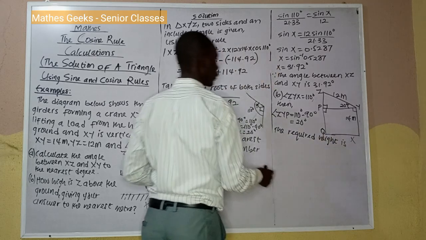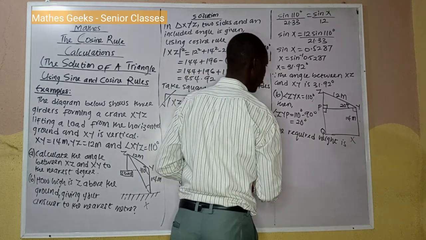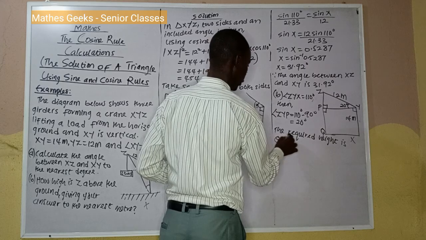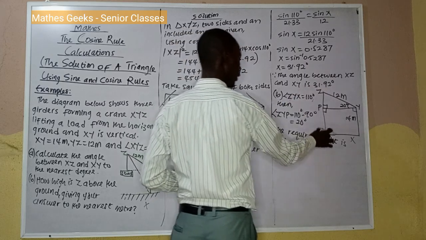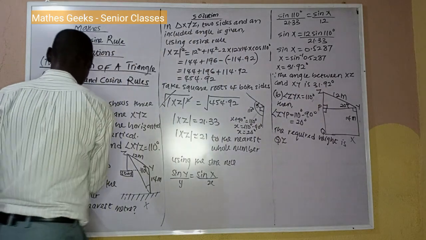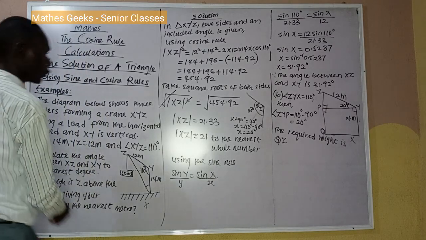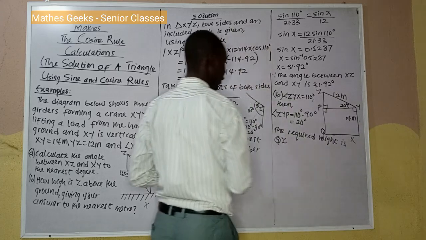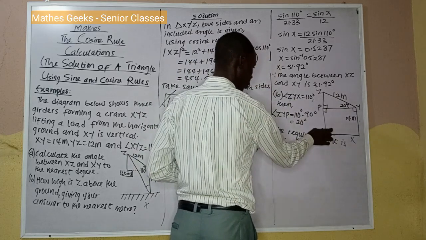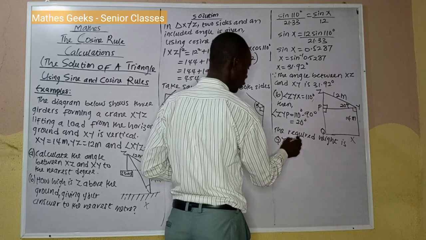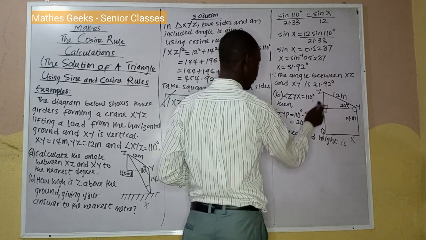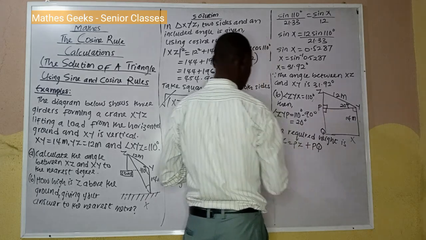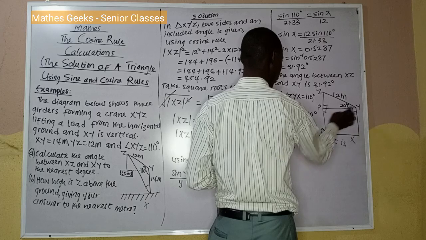is, what were we told to calculate? ZQ. The required height is ZQ or QZ, from here to here, because the question says how high is Z above the ground? And from our diagram, for us to get the height of Z from the ground, which is point Q at ground level, you know that QZ is equal to PZ plus PQ. So now PQ is already known, which is 40 meters.